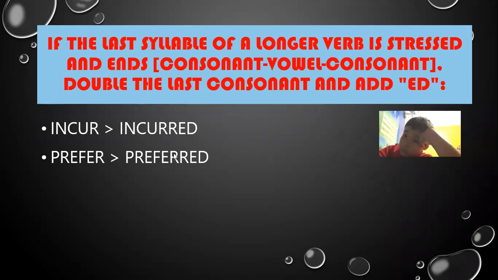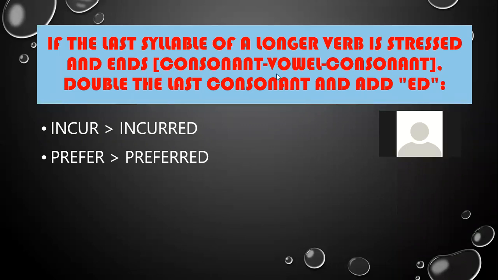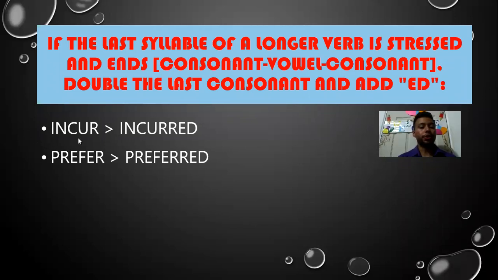So thank you. Daniela, go ahead, read the information, please. If the last syllable of a longer verb is stressed and ends consonant, vowel, consonant, double the last consonant and add ed. Exactly. Incur. In this case, incur, we have incurred. So we need to double the consonant. Thank you. Double R. And then we have prefer. We need to double the R. Preferred. So that's the correct way to pronounce.